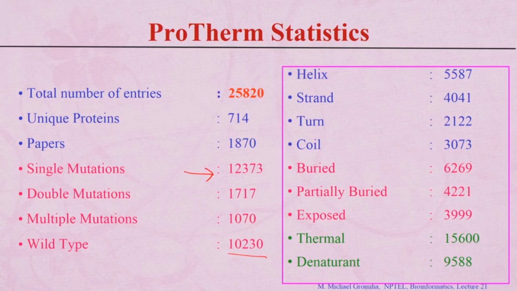In the accessibility, about 6,000 are buried and 4,000 in the partially buried and exposed regions, right. So that also shows the importance of the location of the residues for mutations. Then about 15,000 are thermal and 9,600 were obtained from the denaturation experiments.